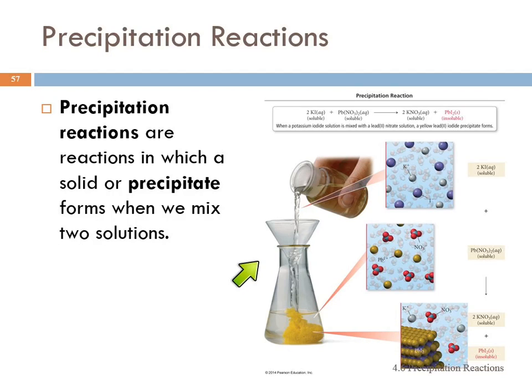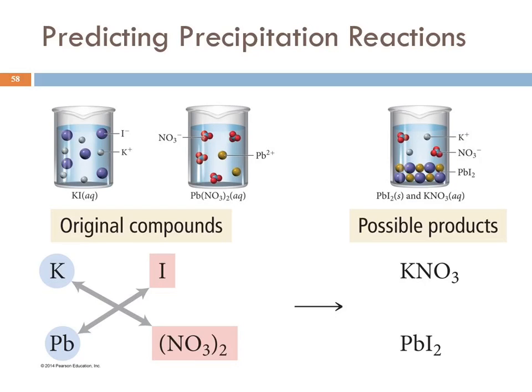So here's the example. We've got potassium iodide solution, and we're pouring it into a lead nitrate solution, and we see this solid forming, this yellow solid. That's the precipitate. This is a precipitation reaction. The way we figure out what those products are is we look at the different combinations that are possible.